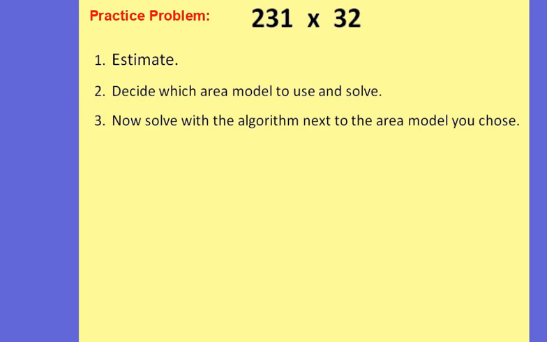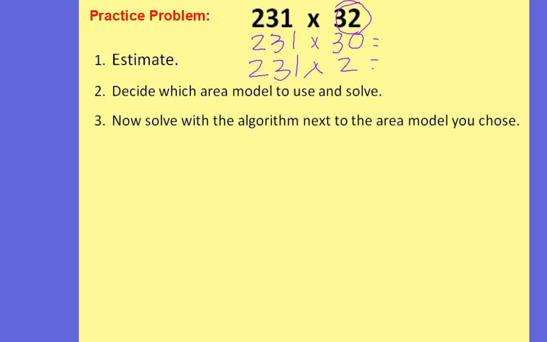So now we're ready to estimate, decide which model, and then solve with a standard algorithm to confirm our answer. So I'm going to look at this one, and I noticed that my 32 is really close to a multiple of 10. So I'm going to choose to use that one. I will use 231 groups of 30, and then I'll do 231 times 2 more groups so I can get my final answer.